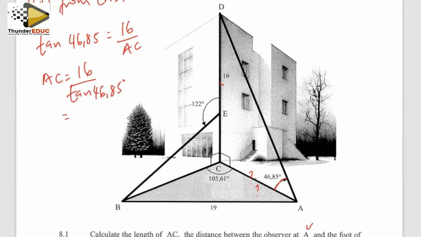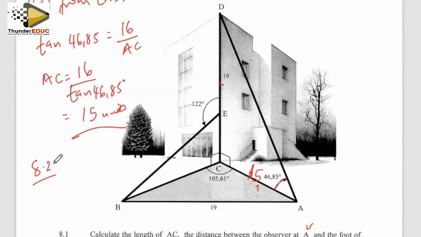When I punch that into the calculator, that is 16 over the tan of 46.85. That gives me 14,9987, which I'll take as 15 units if we are to round off to decimals. So this is a 15. Now, if that is a 15, 8.1 is answered.